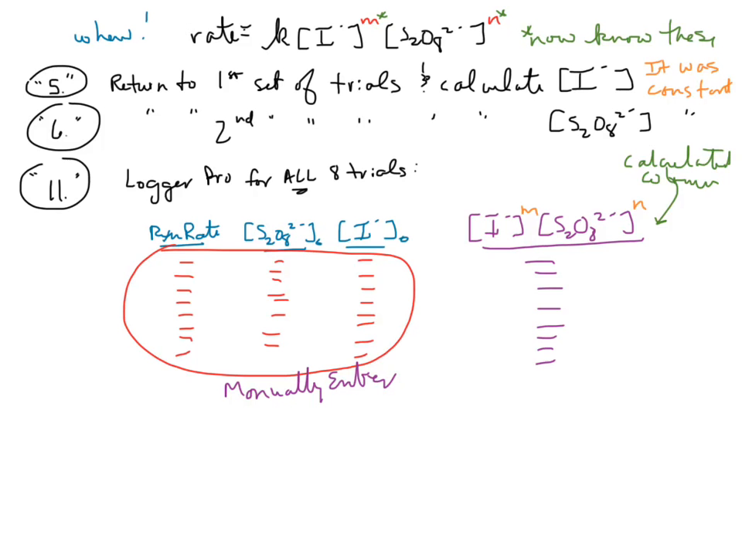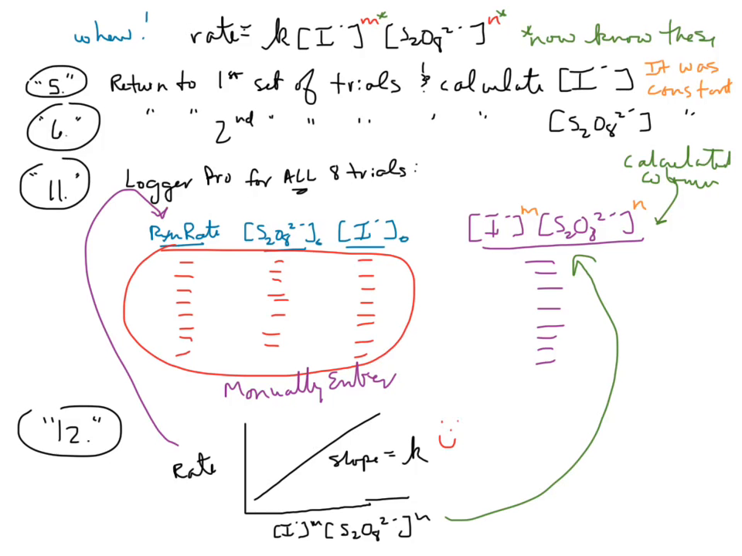Then you're ready to basically plug into the I- raised to its reaction order, the S2O82- raised to its reaction order, because you got M and N earlier. So let Logger Pro spit that out for you. And then you're ready for your last plot.